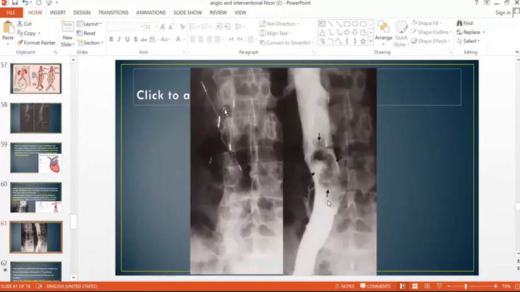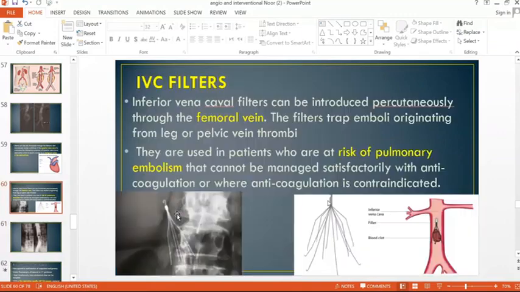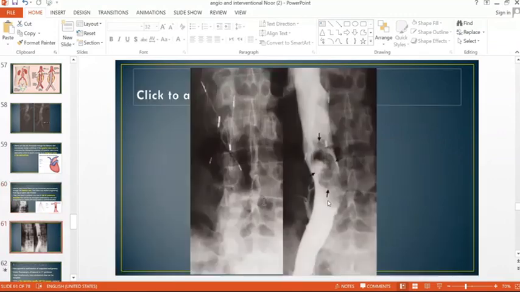This is a morphology, and this is a morphology. There are variable commercial types, and this is an IVC filter trapping an embolus, preventing it from reaching upward.